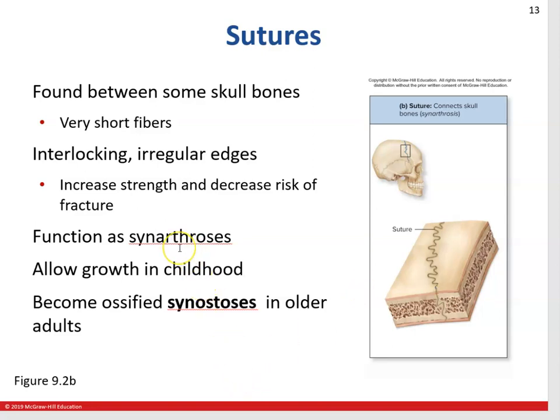Again, functionally, this is synarthrotic. Structurally, it's a suture. And you know from the chapter on bone growth that this is intramembranous growth that allows these skull bones, the cranial bones, to grow and then ultimately become ossified.